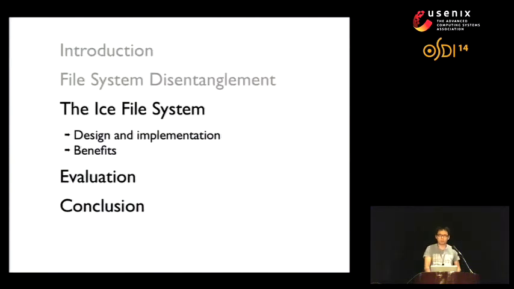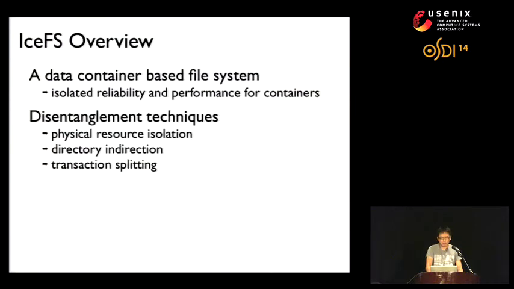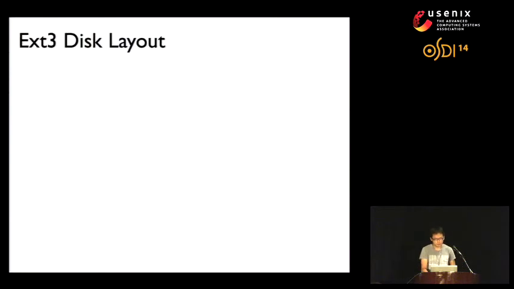Now I'll talk about how we build a disentangled file system we call IceFS. IceFS is a data container-based file system. It can provide isolated reliability and performance for different containers in the same file system. We introduce 3 techniques: physical resource isolation, directory indirection, and transaction splitting. We built a prototype based on ext3. The system components we modify include the local file system, the VFS in the kernel, and the user-level tools.